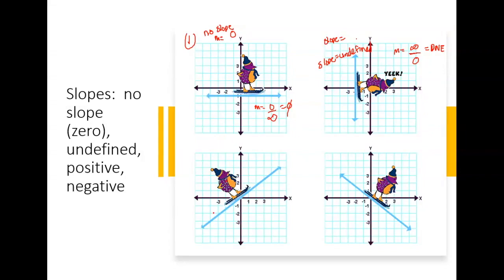Here we have the skier going up a slope. So it's actually going up, which is a positive slope. So this slope is positive. And this slope we say is negative because the skier is going down the hill, so it's getting more negative. So zero slope, undefined slope, positive slope, negative slope.